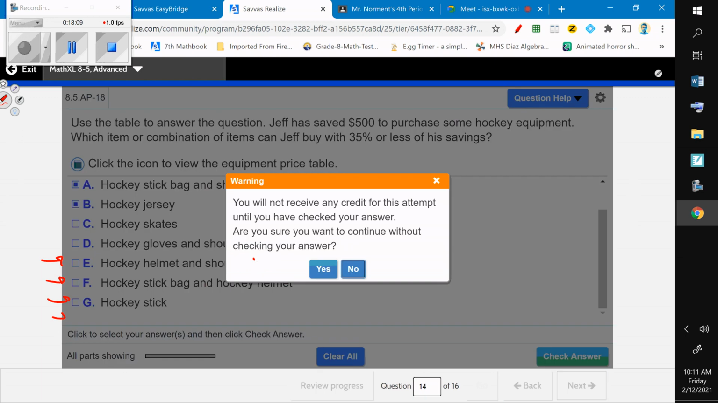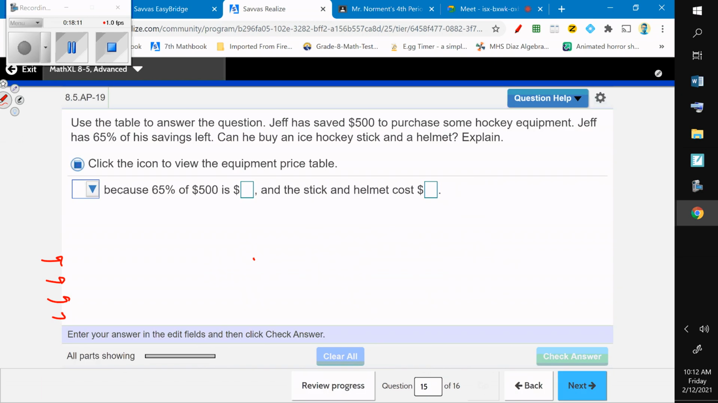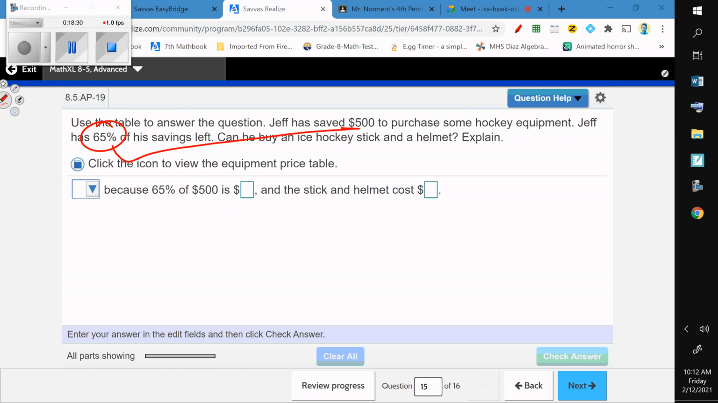Next. Yes, I want to continue. The next one is another situation similar to the last one. Jeff saved $500 to purchase some hockey equipment, and he has 65% of his savings left. So, can he buy a hockey stick and helmet? You're going to be on your own for this one, okay? You're going to convert this to a decimal and multiply times that, and whatever that amount is will be how much money he has left.